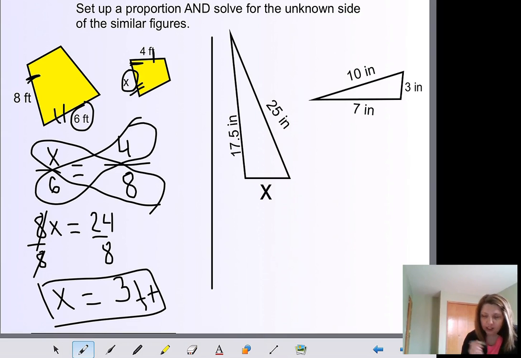Next one, we have another two triangles. And this is again turned a little bit in a different direction, but if you look carefully, you will see that x side is similar to which one?